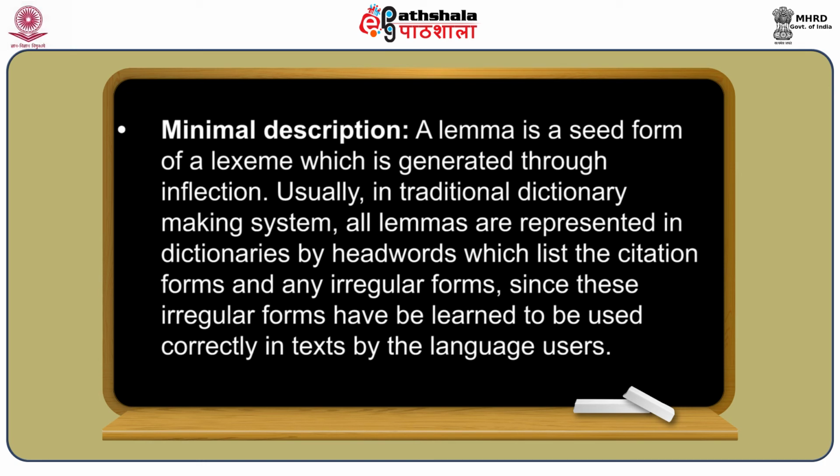Usually, in the traditional dictionary-making system, all lemmas are represented in dictionaries by headwords, which list the citation forms and any irregular forms as usual, since these irregular forms have to be learned and used correctly in the text by the language users. The lexemes which are derived from a word through a derivational process are also considered as new lemmas.